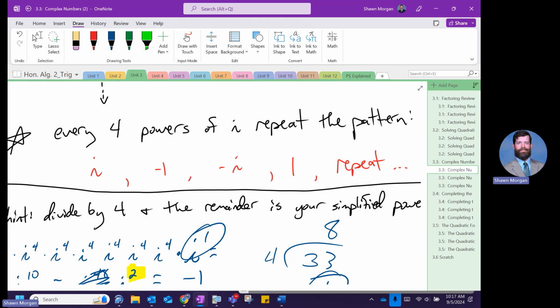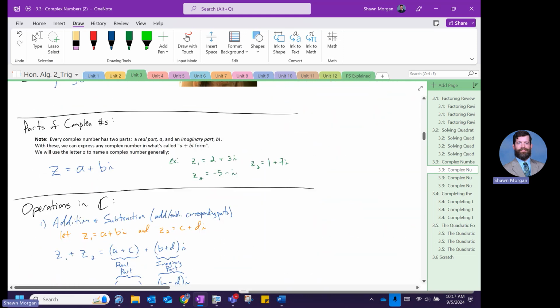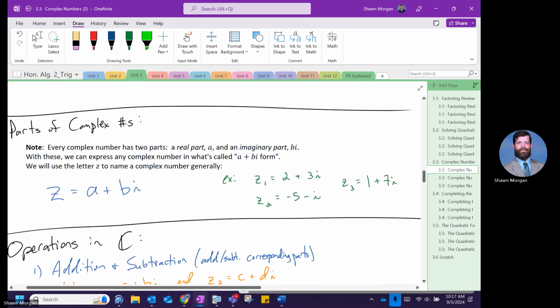Sorry. All right. Now for something a little more interesting, I think. All complex numbers have 2 parts. They have a real part and an imaginary part.